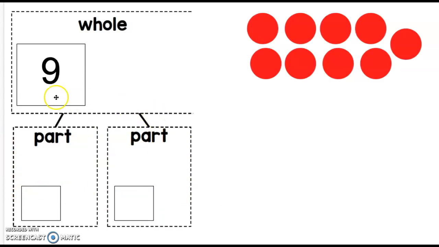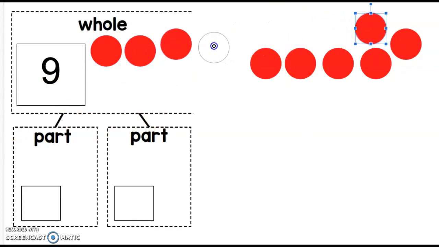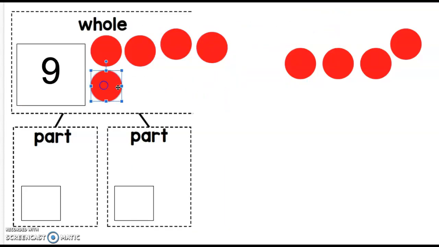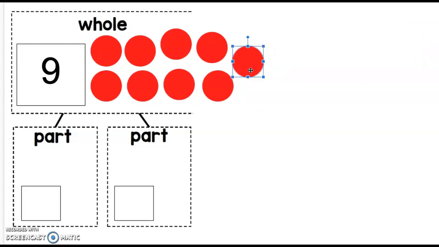Let's do another one. My whole number is 9. 1, 2, 3, 4, 5, 6, 7, 8, 9. I might need some bigger boxes. All right, so we're going to decompose or break apart the number 9 into two parts.